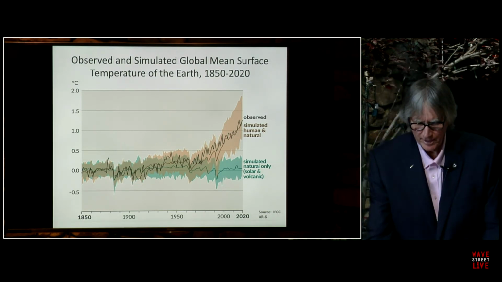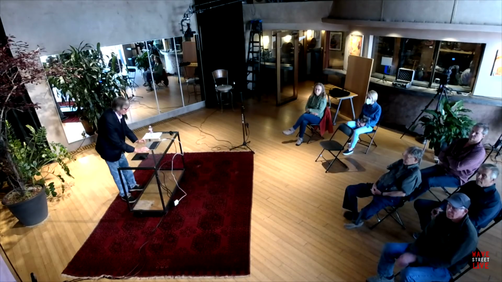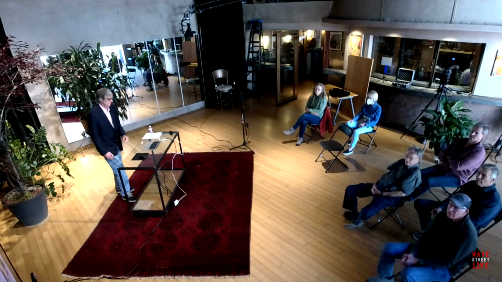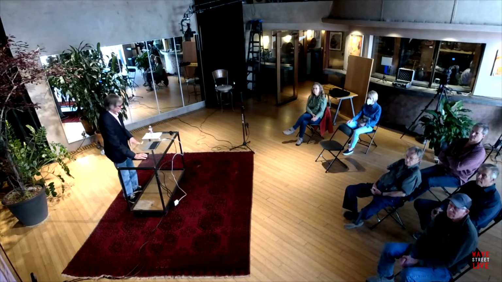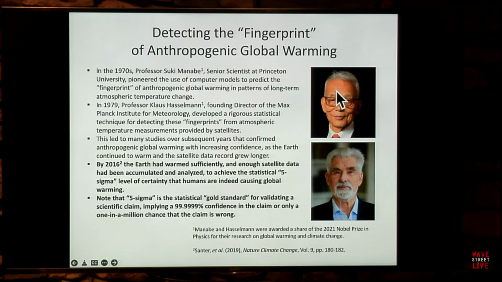And there's actually an even more quantitative way of looking at it. And I'm particularly going to talk about these two gentlemen right here. This is Professor Suki Manabe, senior scientist at Princeton University. He pioneered the use of computer models to predict the fingerprint of anthropogenic or human-caused global warming in patterns of long-term atmospheric temperature change. And we saw a little bit of that last week.